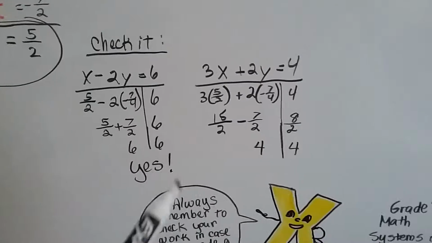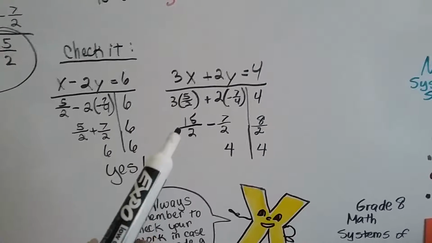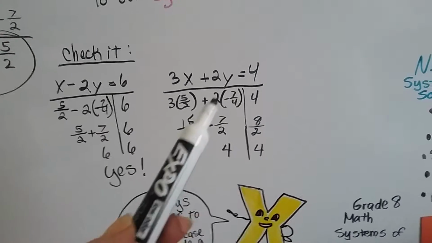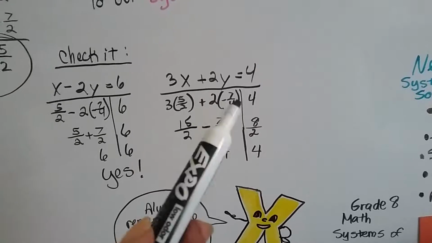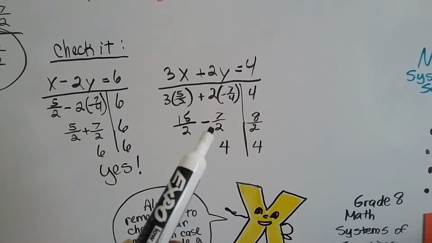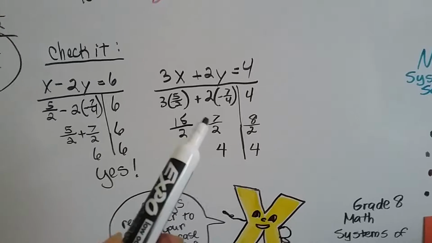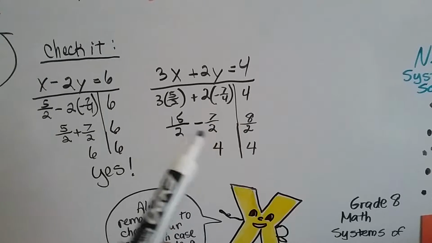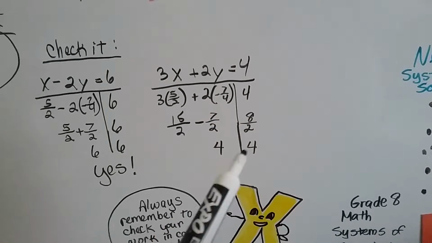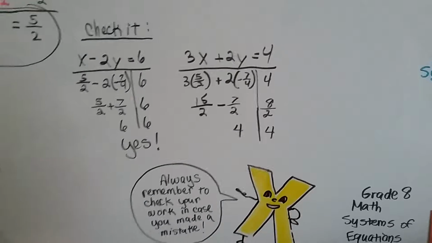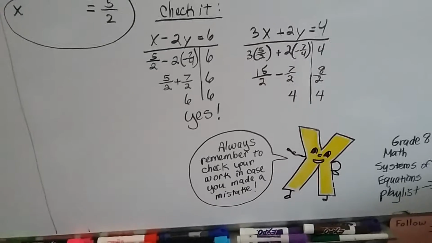So 6 equals 6. And on this side, we get 15 over 2 minus, because that's a plus and a minus, it gives us a minus 14 over 4, which simplifies to negative 7 over 2. 15, take away 7 is 8, and we slide the 2 over, don't we? And 8 over 2 is a 4, so 4 equals 4. So yes, by checking it, we know we did it right.